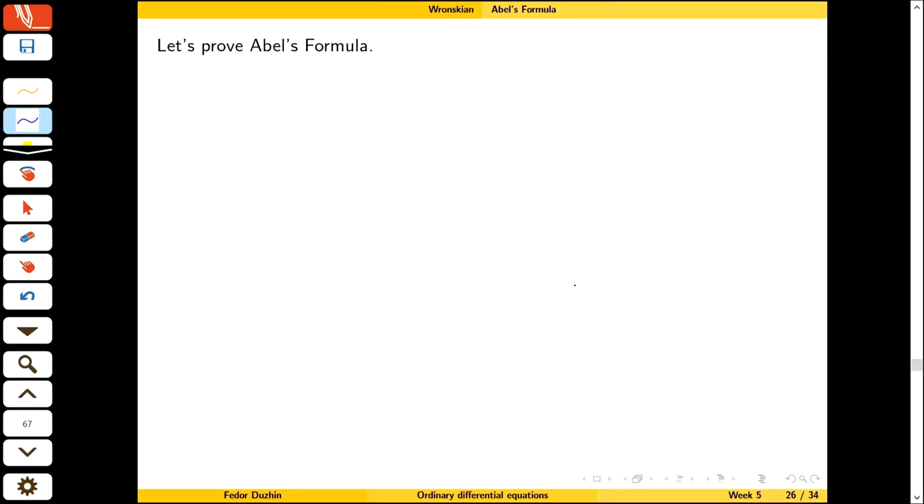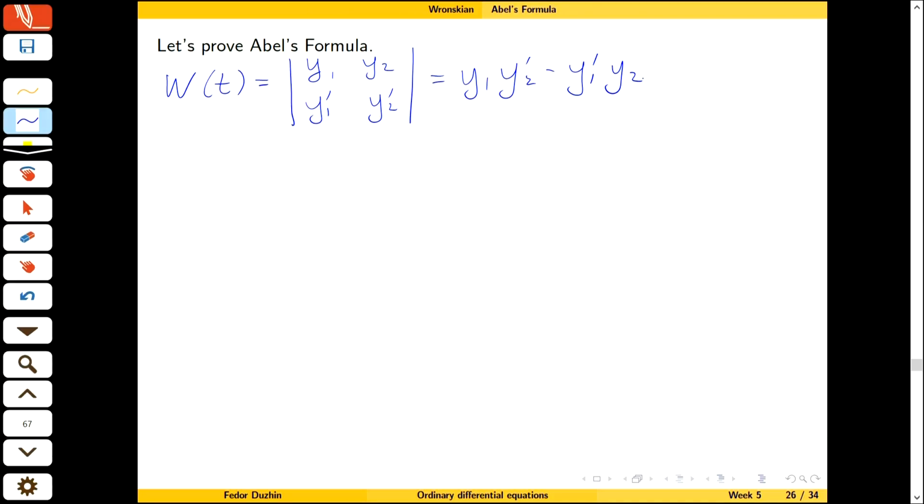First, some preparatory work. I'm going to write down what the Wronskian is. So the Wronskian as a function of t is the determinant. By this straight line, I mean the determinant. So this is the determinant of the matrix y1, y2, y1 prime, y2 prime. So this is y1 y2 prime minus y1 prime y2. Okay?